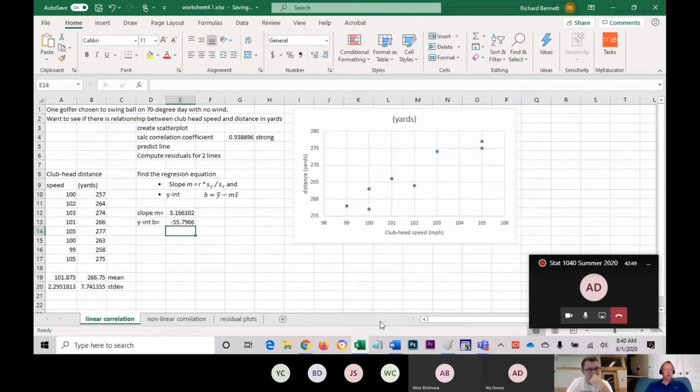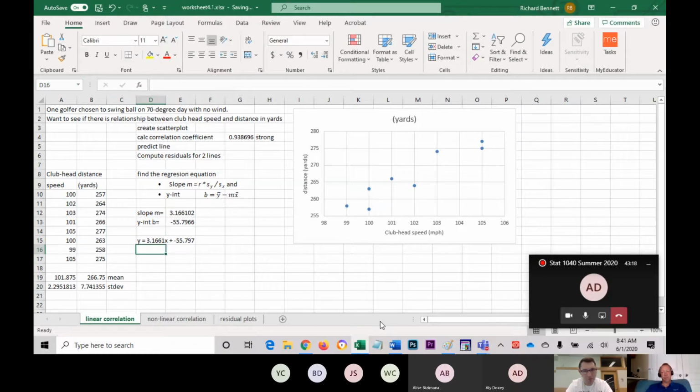Okay? So once I've found those two equations, now I'm going to say that y equals m, and m is 3.1661x plus the negative, negative 55.797. Okay, so that's the regression equation.